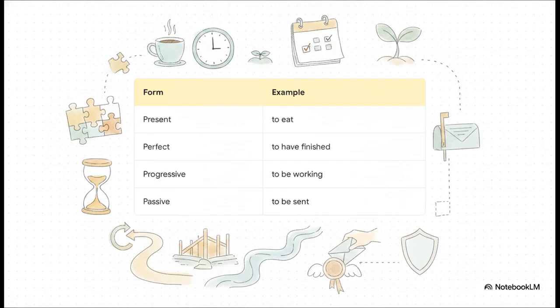The present infinitive, like to eat, usually maps to actions happening at the exact same time as the main verb. Then you have the perfect infinitive, to have finished, which brilliantly signals anteriority, meaning the action wrapped up before the main verb's timeline. We can also stretch out that duration with the progressive infinitive, to be working, or show a directed, received action with the passive infinitive, to be sent. This matrix is an absolute game changer because it lets English communicate incredibly complex timelines without getting bogged down in heavily conjugated, clunky, finite clauses.